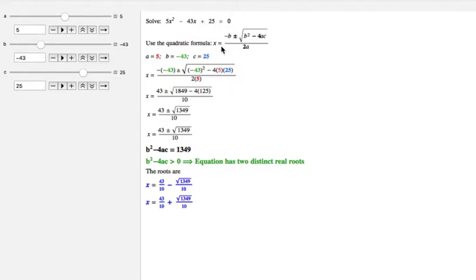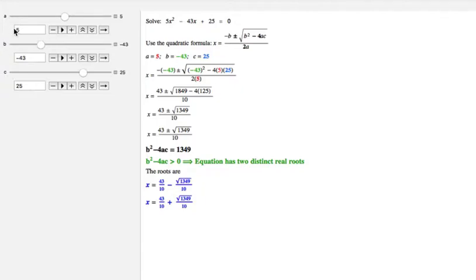Now, before we go ahead and plug in the values to the formula and solve for x, we can take a hint here from what's under the radical. So this b squared minus 4ac value, not the square root, but just b squared minus 4ac, is known as the determinant. Now, if the determinant is greater than 0, then we're going to have two distinct real roots.